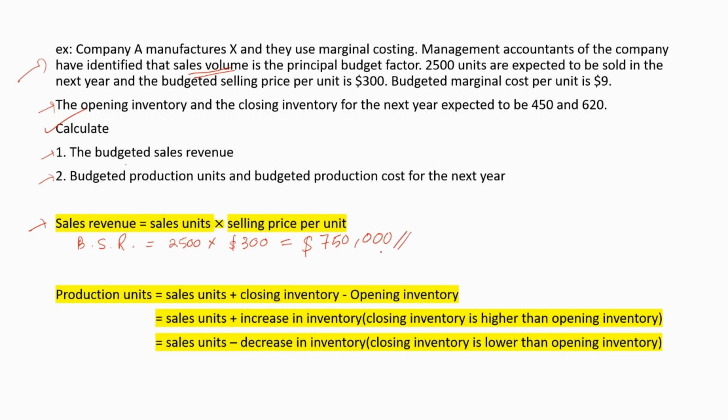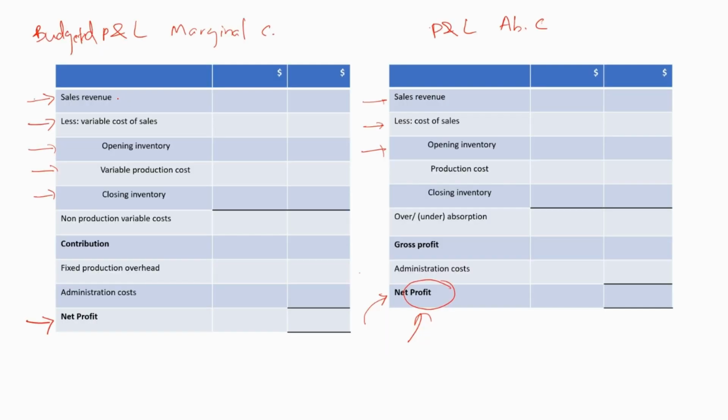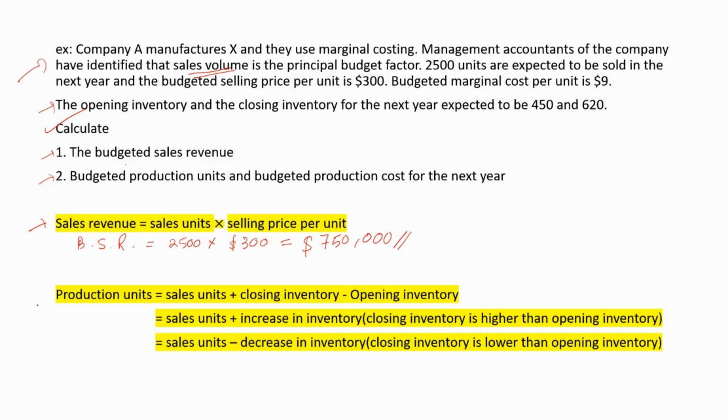Let's go back to the statement of profit and loss. We just calculated the sales revenue, which is this value. So the functional budget of sales revenue is $750,000. Like that, now we can prepare all the functional budgets for the statement of profit and loss. And the second requirement, budgeted production units and budgeted production cost for the next year.